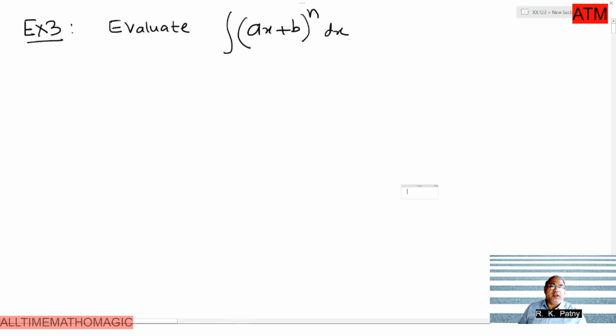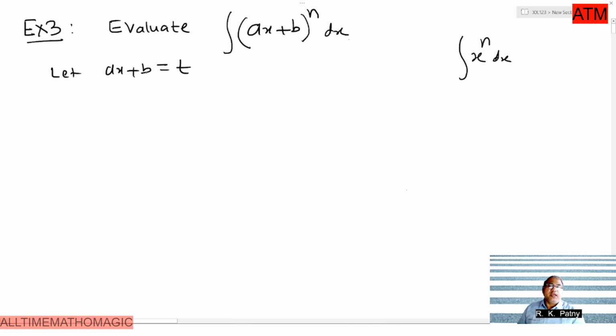Example 3: evaluate the integration of (ax plus b) whole raised to n with respect to x. Now this question is not in the standard form. Standard form means a single variable raised to a single number with respect to x. Whenever the question is not in the standard form, you have to go for a substitution. You have to put ax plus b equals t, and convert the problem from one variable to another variable. For example, here let ax plus b equal t.